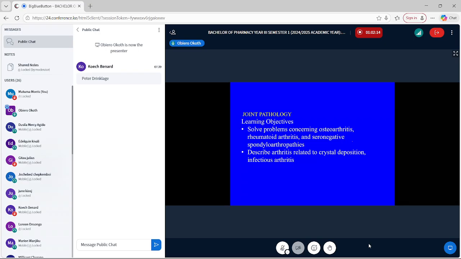The joints, there are two lesions in the joint. Yes, we have rheumatoid arthritis and osteoarthritis. The others we mentioned in passing. Then we have gout. Infectious arthritis is almost the same as osteomyelitis.